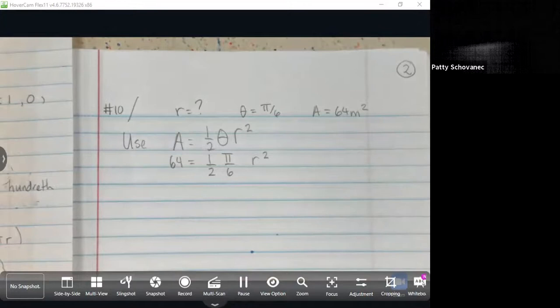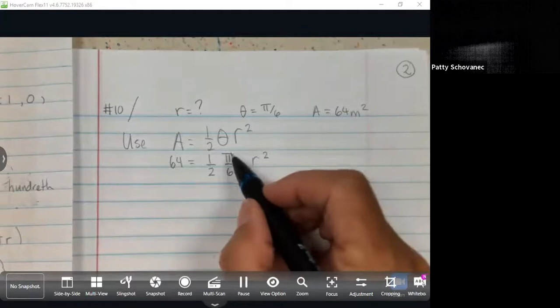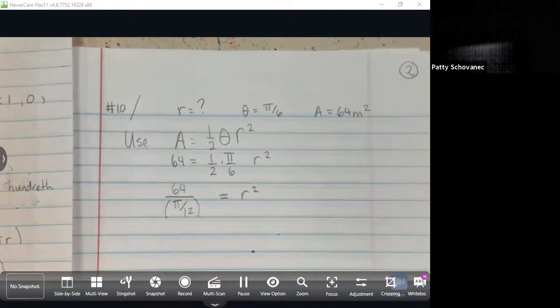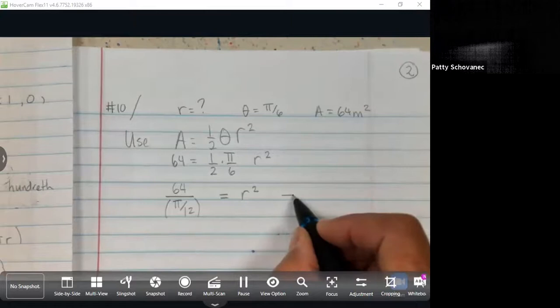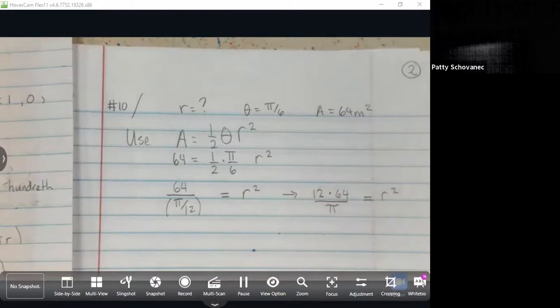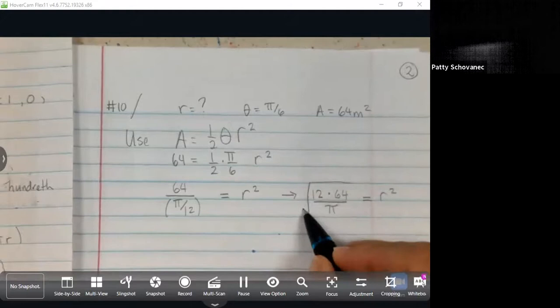1/2 of pi over 6 is pi over 12. So if I take this pi over 12 and divide both sides by it, that gives us r squared. And when you divide by a fraction, you flip it over and multiply. So 12 times 64 divided by pi is r squared. We want to get r out of this, so we want the square root of that. And we want the positive square root since it's a radius.